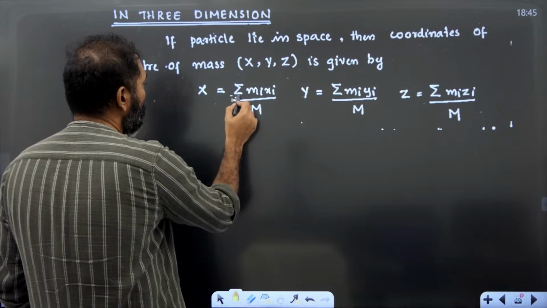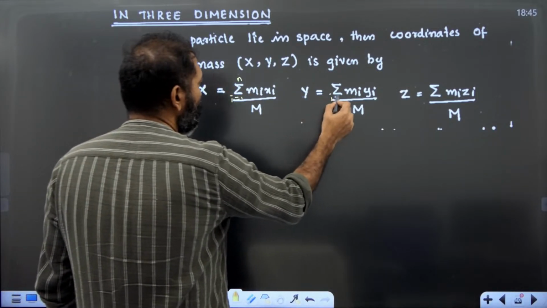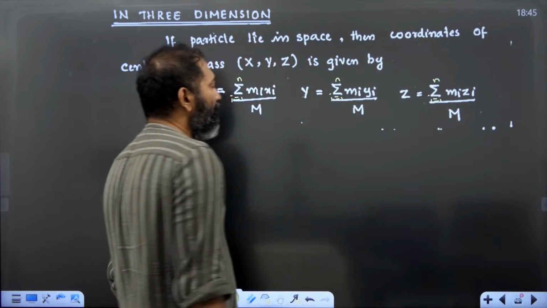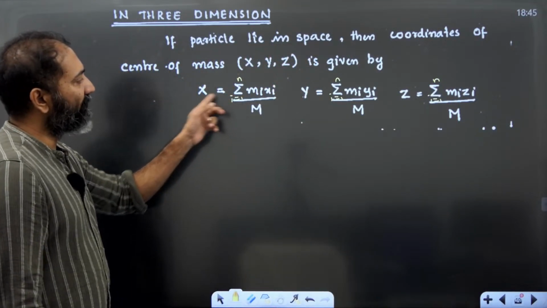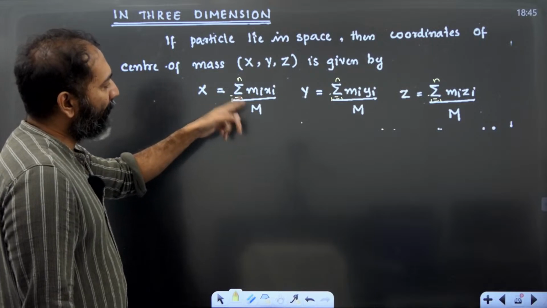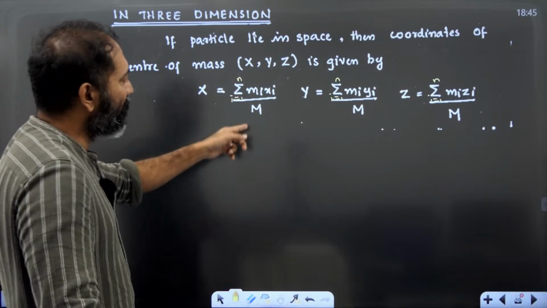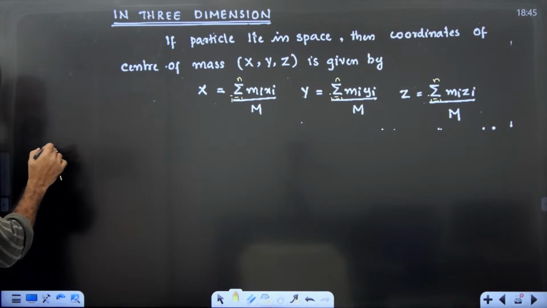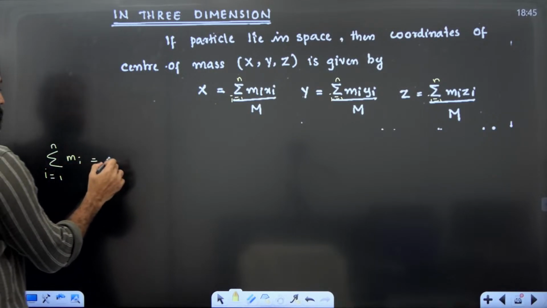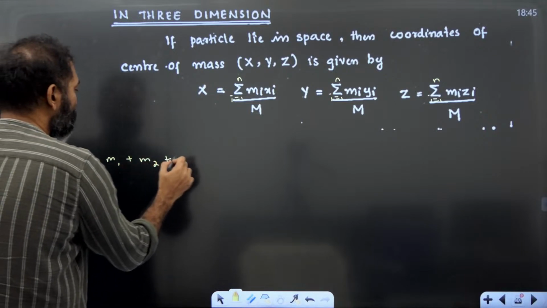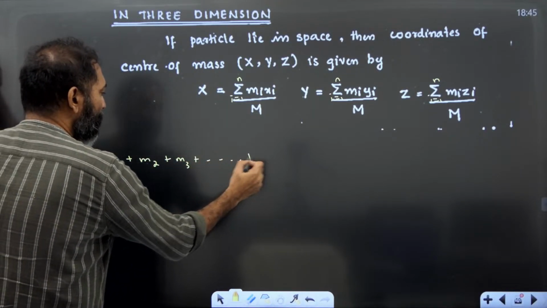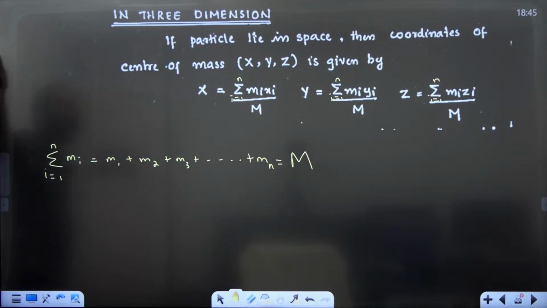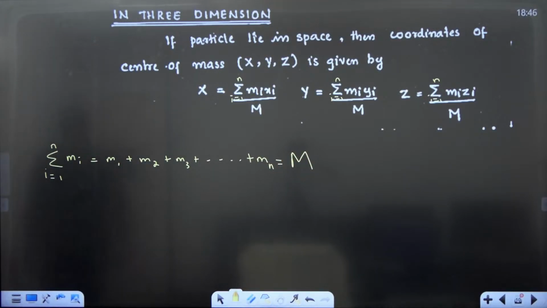Sigma over i equal to 1 to n mi xi. Here also i equal to 1 to n mi yi. i equal to 1 to n mi zi. Denominator should be sigma over i equal to 1 to n mi, that is equal to m1 plus m2 plus m3 plus etc. plus mn, which is equal to what? Mass of the whole body, capital M. This is the center of mass in 3 dimension.